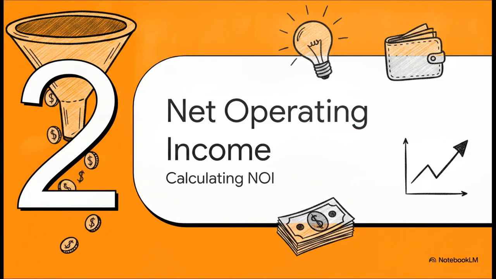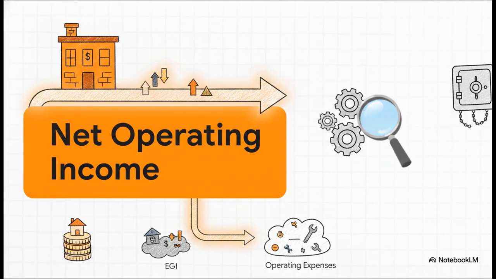Moving on to section 2, net operating income, commonly known as NOI. Okay, so we have our effective gross income, but are we rich yet? Well, not quite, because we still got to keep the lights on, right? And that brings us to NOI, which is arguably the most crucial heartbeat metric of any property. It literally shows you the building's true operational efficiency, completely independent of how it happens to be financed.